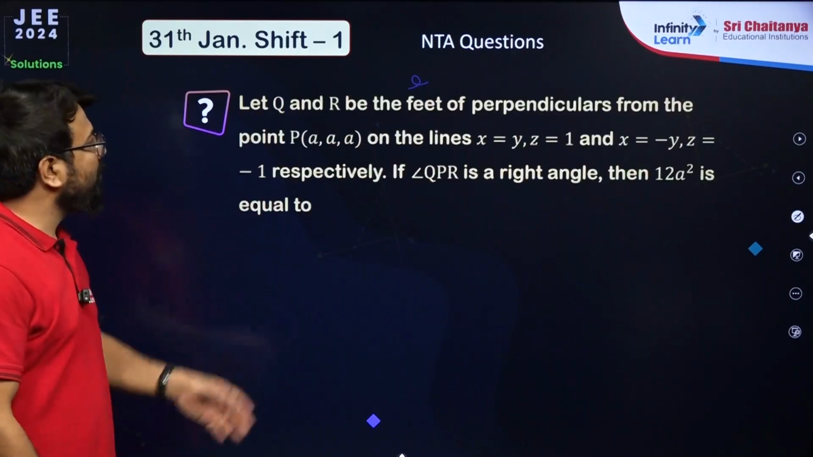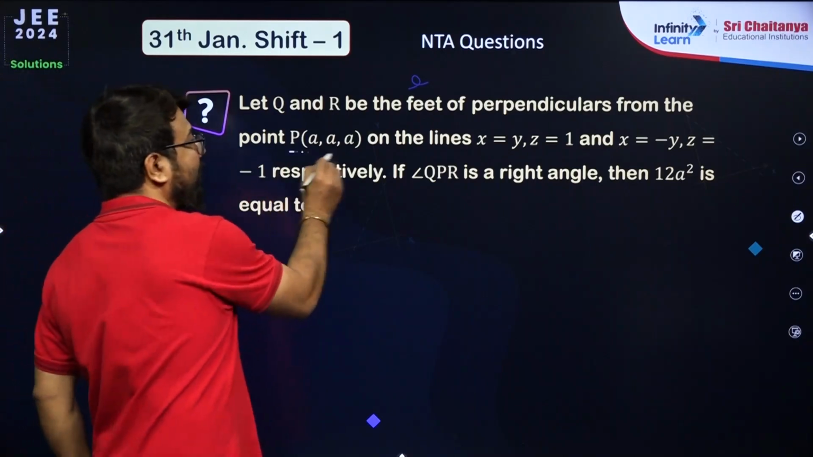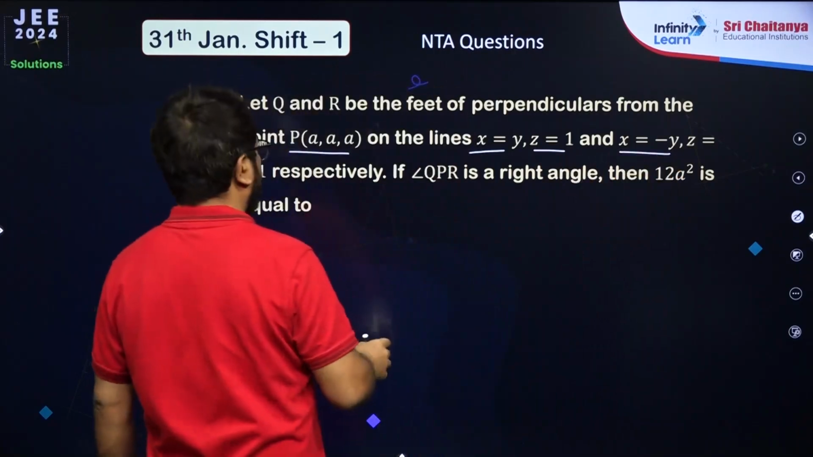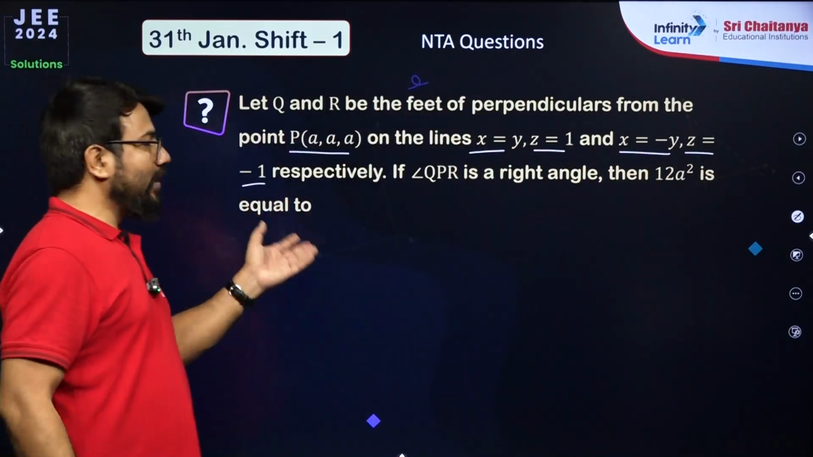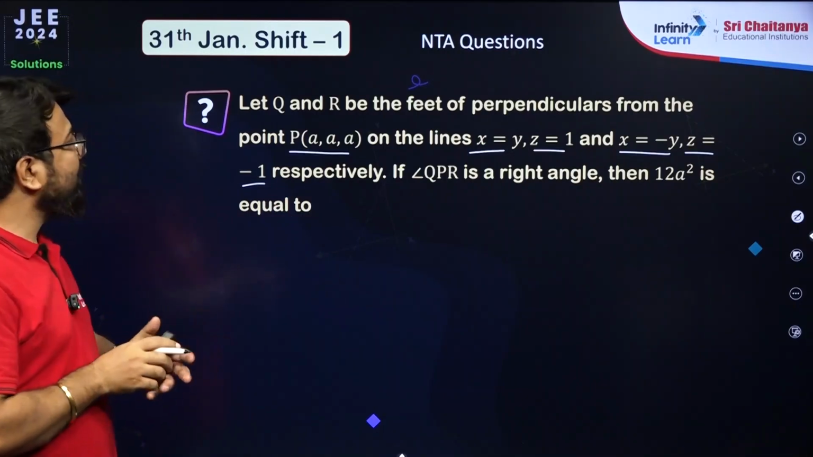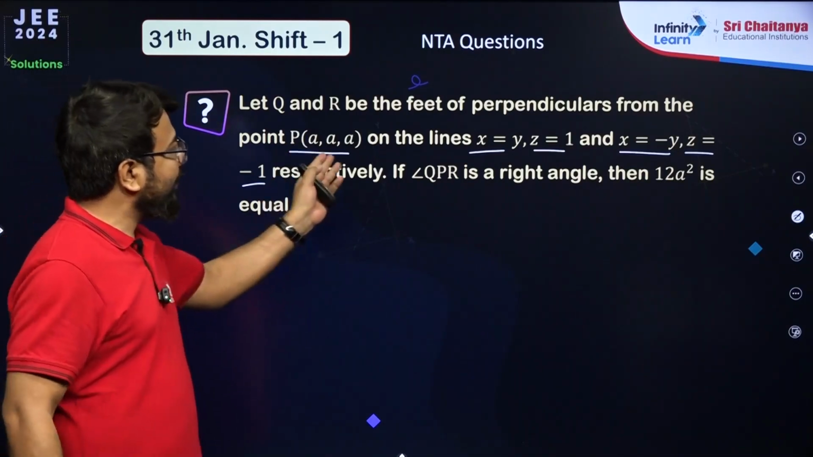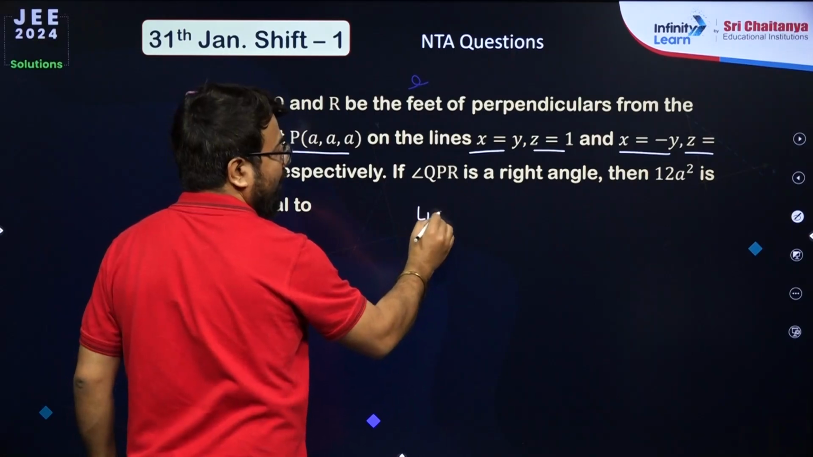Moving ahead to the next problem: let Q and R be the feet of perpendiculars from the point P on the lines given, and z equals -1 is also there. Then if QPR is a right angle, then 12a square is equal to what? So basically, we want to drop the perpendicular from the point on the lines. So how to write the first line, line number 1?